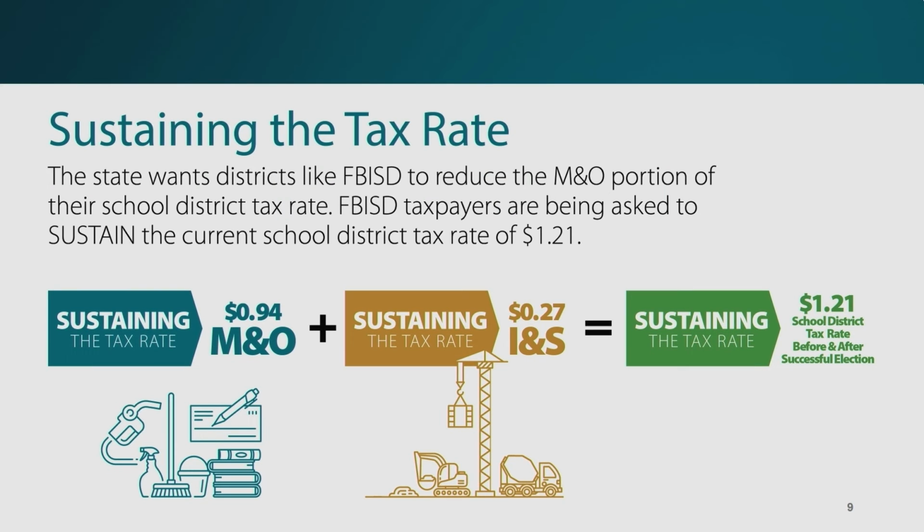As I switch over to Steve, I just want to point out we've got the two parts of the tax rate, the biggest part being in the maintenance and operations, which is what the VATRE is all about. And then we have our sustaining the tax rate on our interest and sinking fund, and that is the $1.21 total. And basically what we're asking is to keep our tax rate at $1.21. And that's a good segue for me to slide over to Steve.